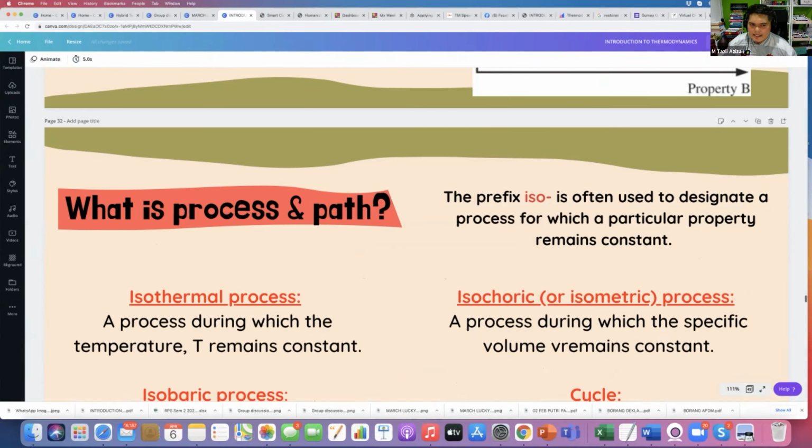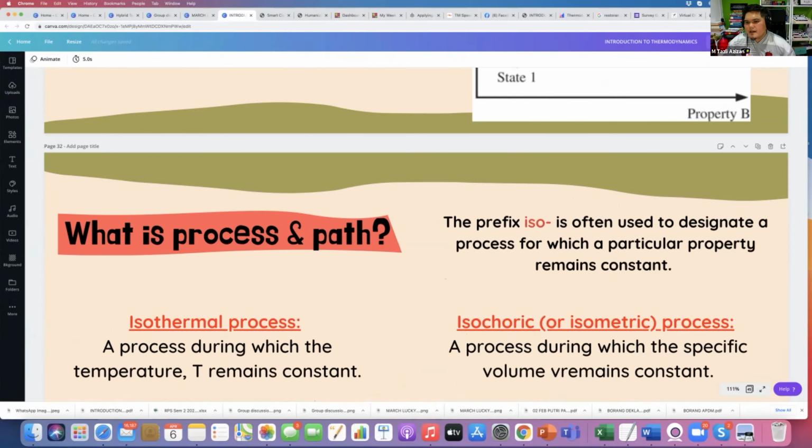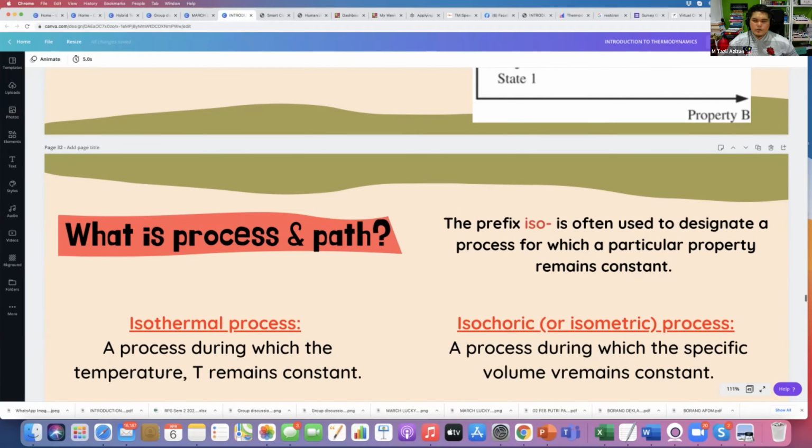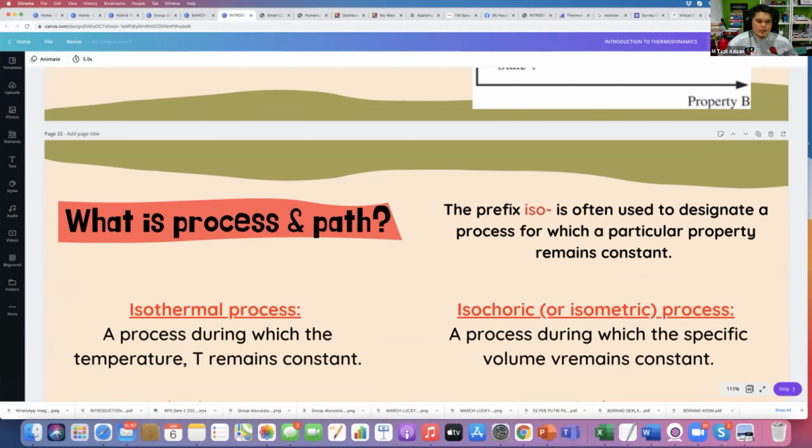If you have the prefix iso, it is often used to designate a process during which a particular property remains constant. For example, an isothermal process is a process during which the temperature T remains constant. How do I give an example? You are moving one item to another place, which involves no change of temperature during that time. So we can simply say this is an isothermal process.